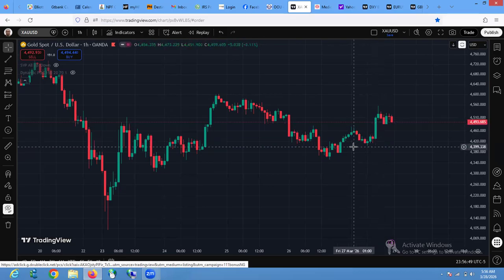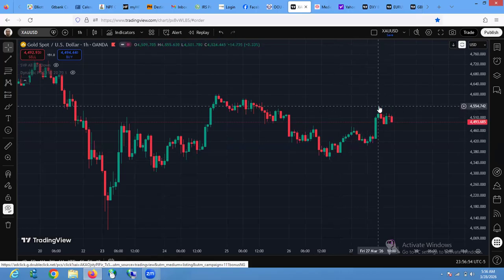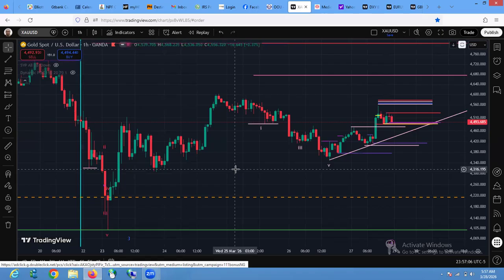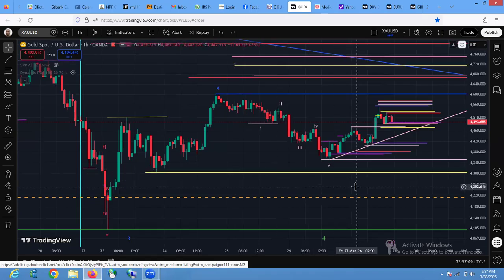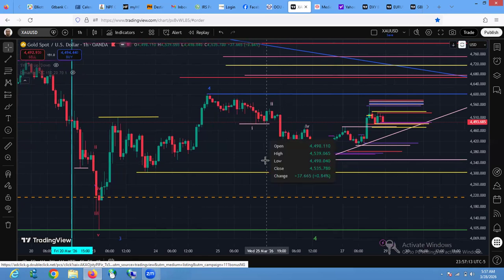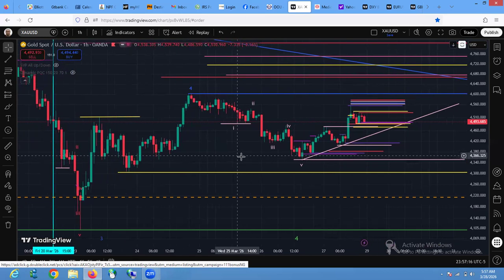Now, let's look at that possibility. If we say this is 1 and this is a 2, and this is the wave 3 and wave 4 to push up. Let's look at that possibility. Let me bring out my drawing here. So taking that as a possibility, now it means we are going to start from this low.